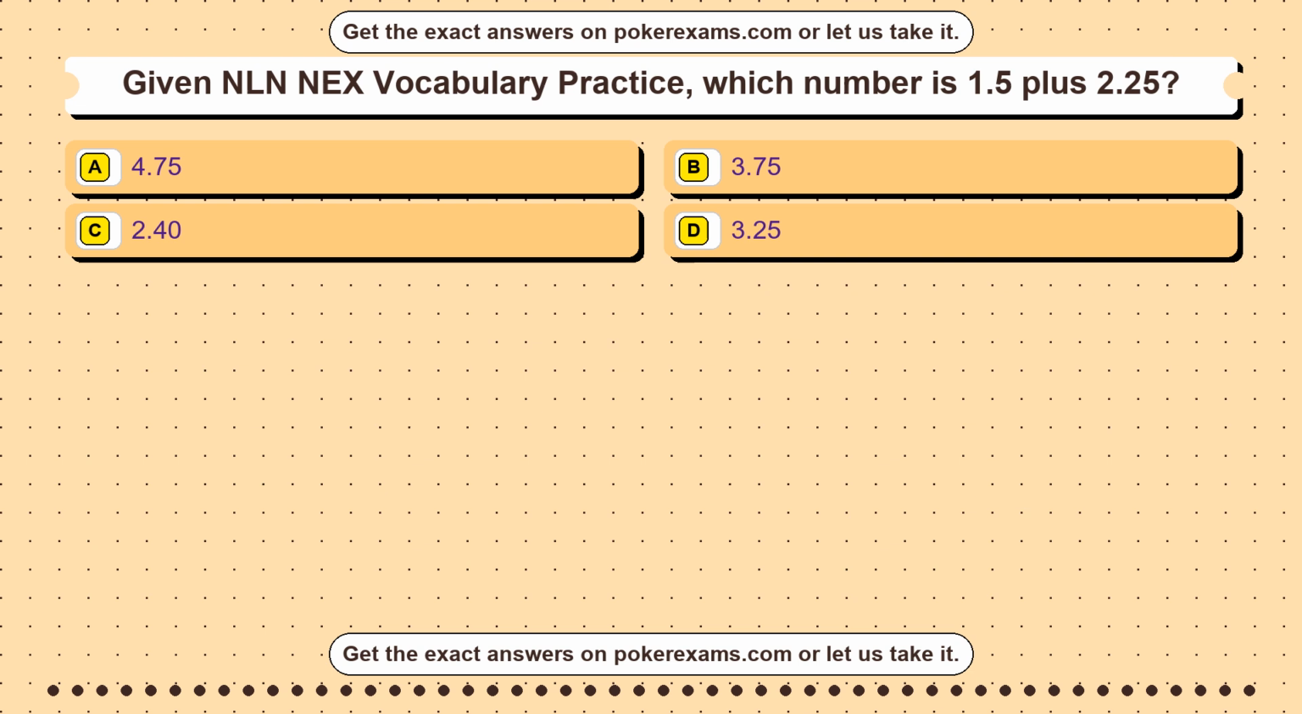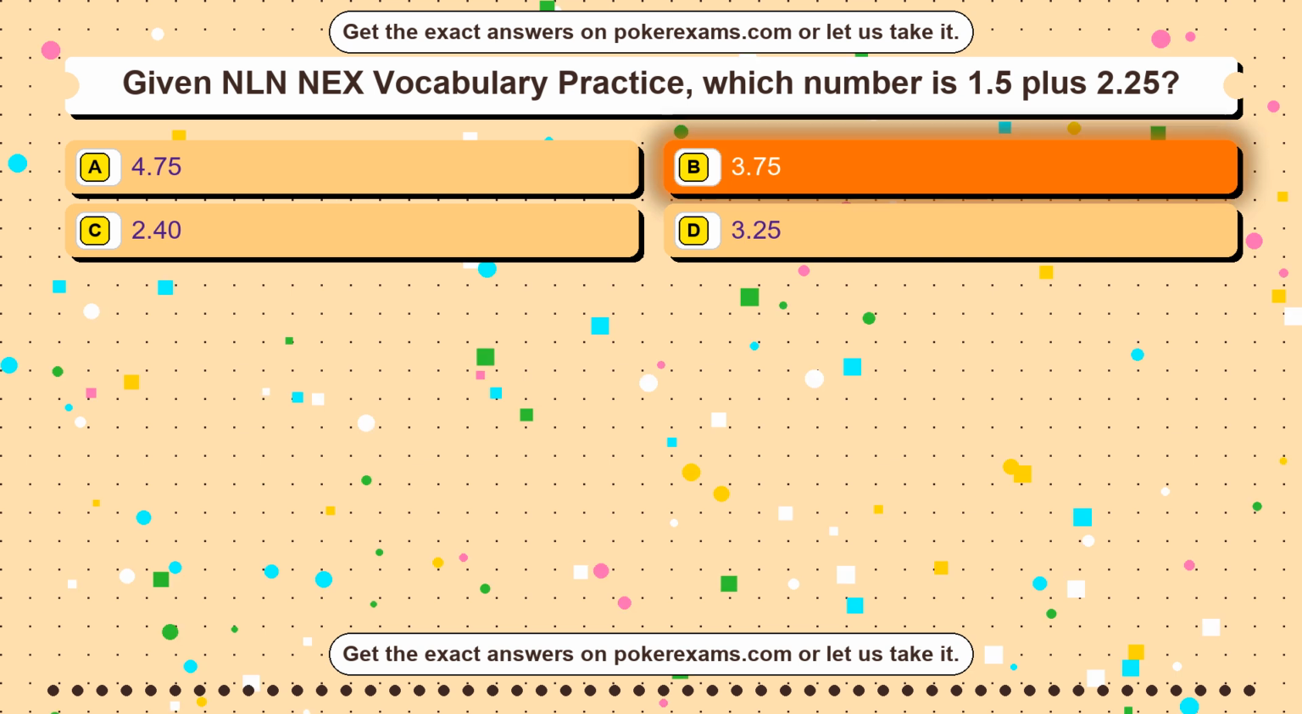Question 48. Given get test prep, which point is on the y-axis? Option A, 4, 4. Option B, 0, 5. Option C, 5, 0. Option D, 3, 2. The correct answer is option B, 0, 5.